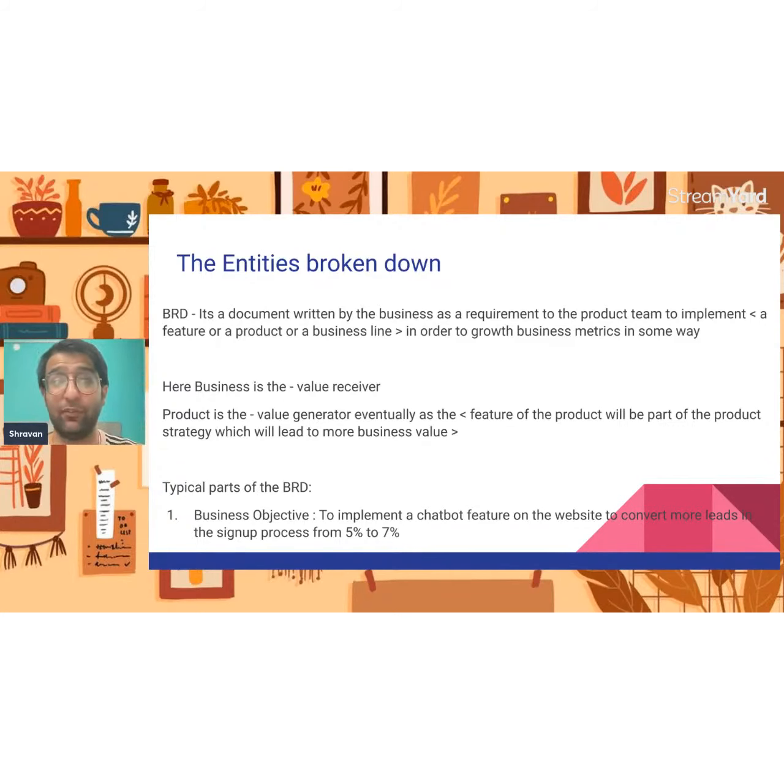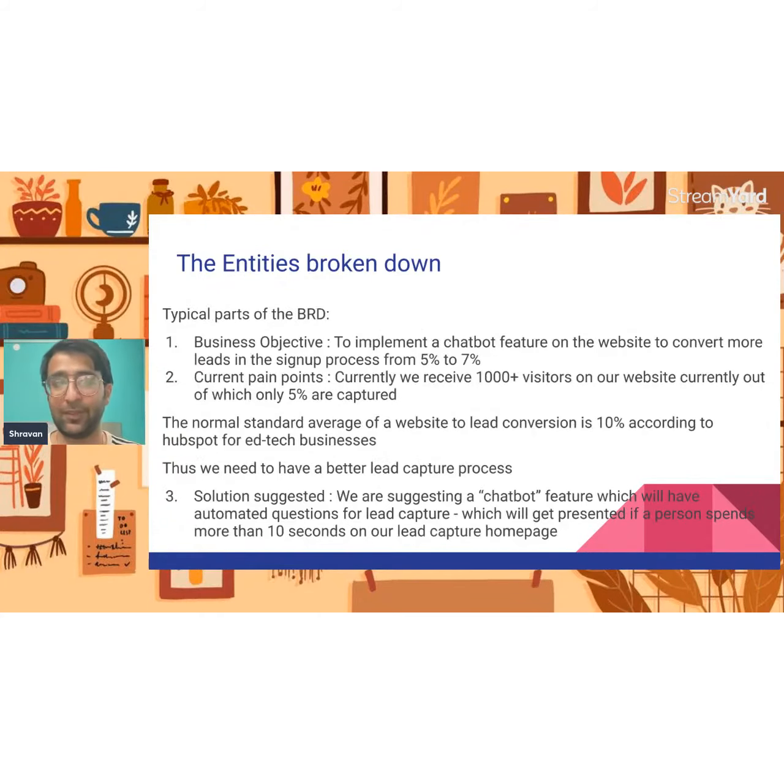So a business objective would be that to implement a chatbot feature on the website to convert more leads in the sign up process, to grow the conversion from 5% to 7%, or basically what I mean is the paid conversion from 5% to 7%. So any business requirement document ka objective hamesha business lines pe hoga. Like the business objective to implement a chatbot feature on the website to convert more leads in the sign up process from 5% to 7%. And this is the core objective, or objective ek line ka hona chahiye. It should just be a one line objective in which people understand that we want to drive the paid conversion from 5% to 7%.